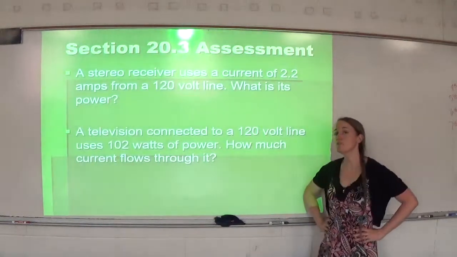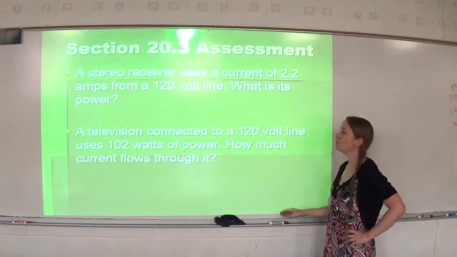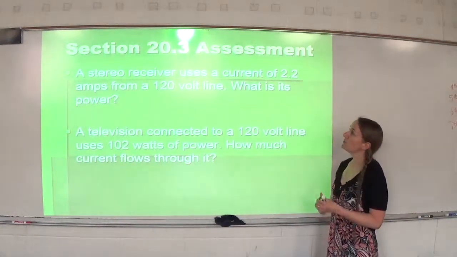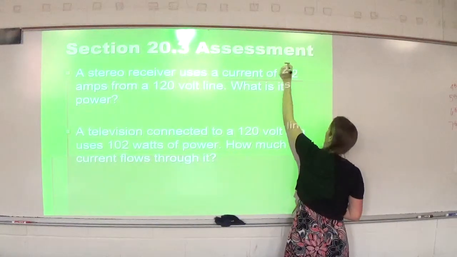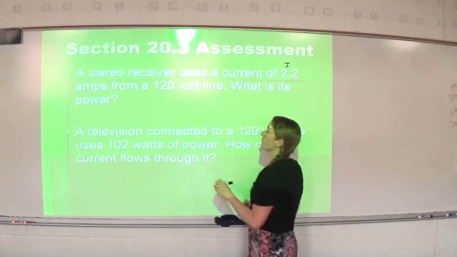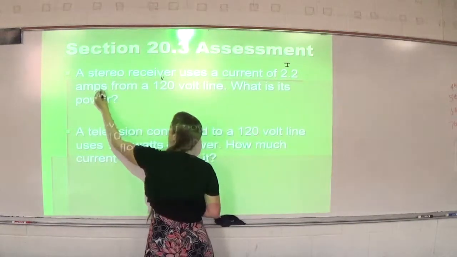Alright, so if you didn't get any of those math problems right now, you got 2 more chances. Okay, so pause the video, try it on your own, and we'll look at it together. So a stereo receiver uses a current of 2.2 amps, so there's my I, from a 120 volt line. So there's my voltage. What is its power? So we're looking for P.